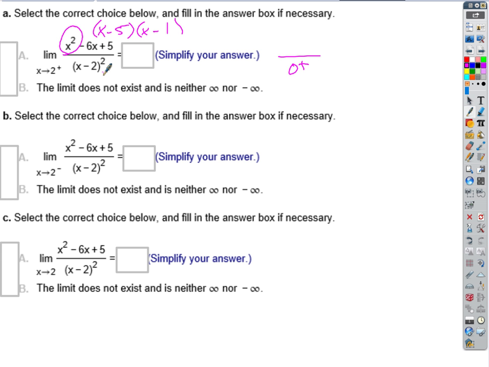Wait, you mentioned x minus 1 and x minus 5, so if you plug in 2, that would be negative. Subtract this, and you'd be less than 0 on top, because it would be 4 minus 12 plus 5. Yeah.